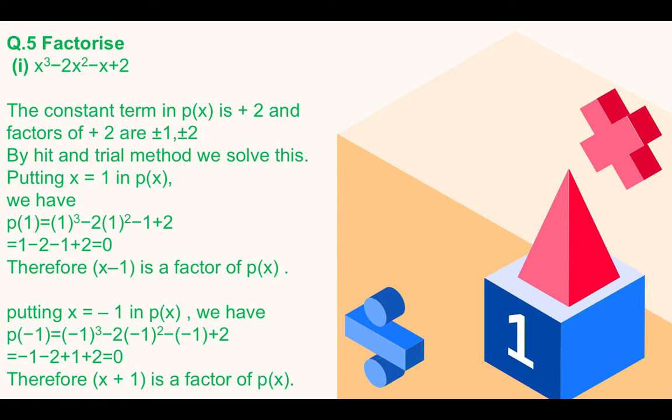Hope you all remember the factor theorem. The factor theorem states that if P of a is 0, then x minus a is a factor of the given polynomial. So what is the value of a over here? Minus 1. And what is the value of a in the previous step which we have done? It was 1. So instead of a, I will substitute these values.